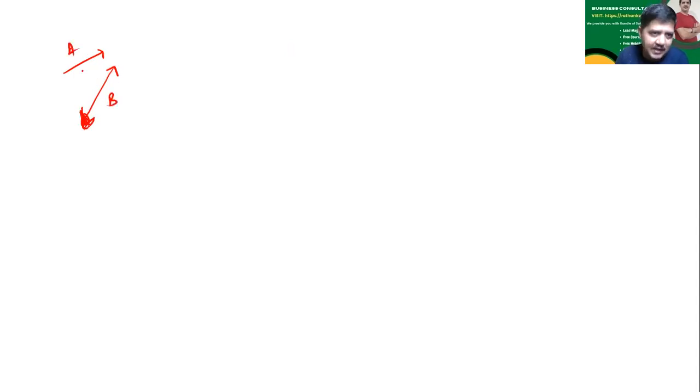Now, how do I add two vectors? Once again, what do you need to do? You need to identify which is my tail, which is my head. This is my tail, this is my head. This is my tail, this is my head. First thing we have done.